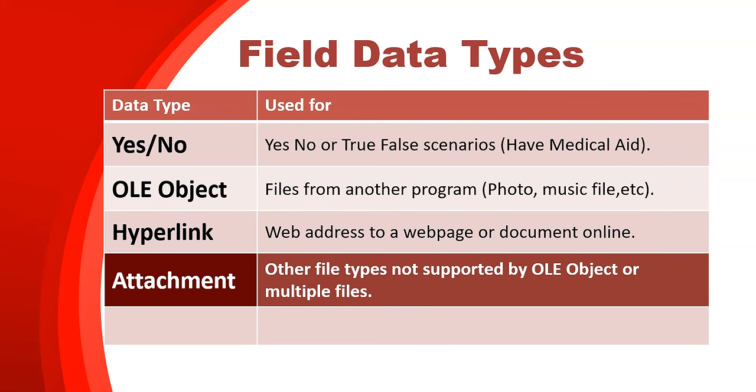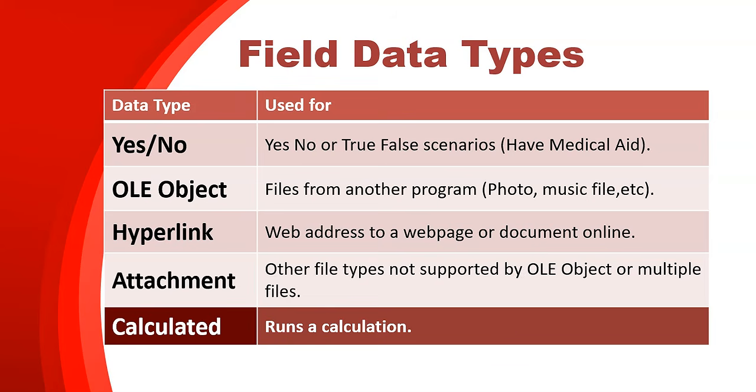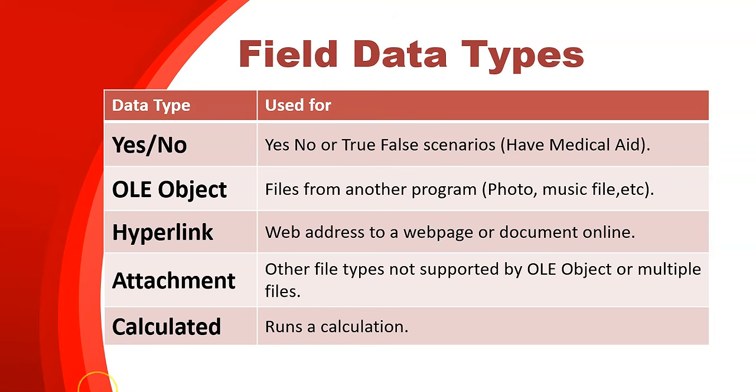Attachment is for any other file that's not supported by the OLE object, maybe a Word document or something like that. But also if you've got multiple files, you can use the attachment. And then the calculated one, you can run a calculation based on particular formulas or equations or other fields. It's not always best to use that here. We try to use them mainly in the queries, but you can do a calculated field in a table. So there you go. Those are all the data field types that you can have in your database, and we're going to go and create a couple of them now quickly.